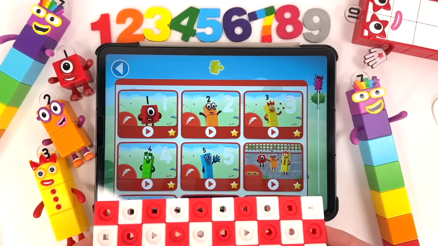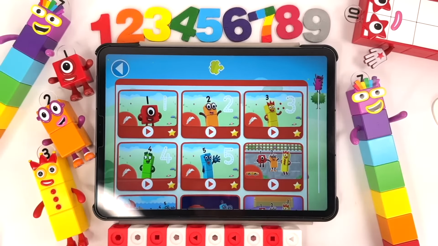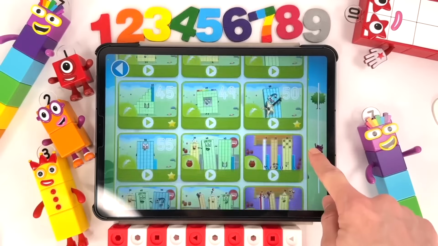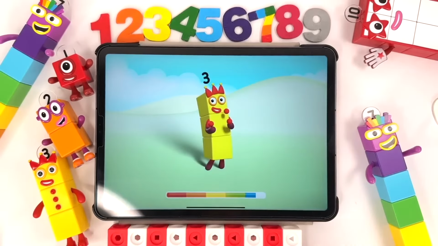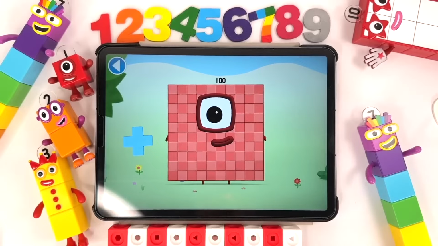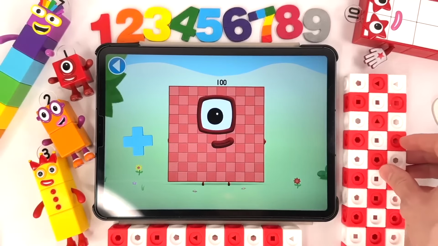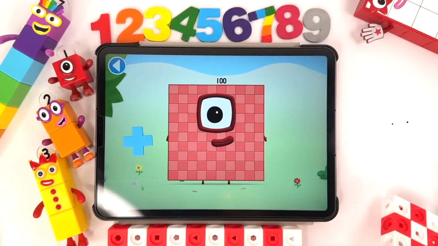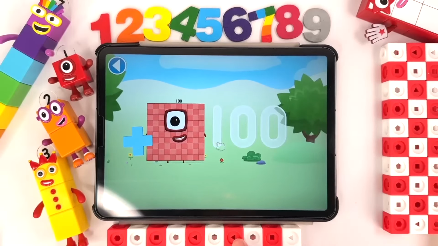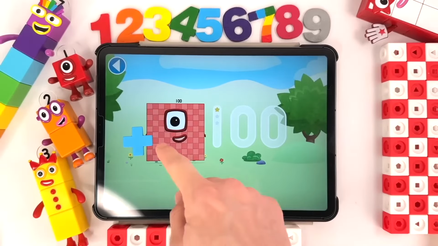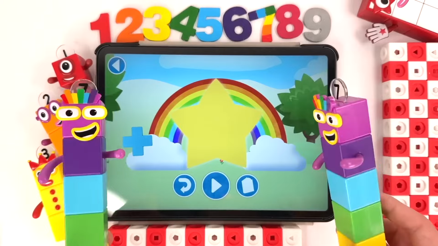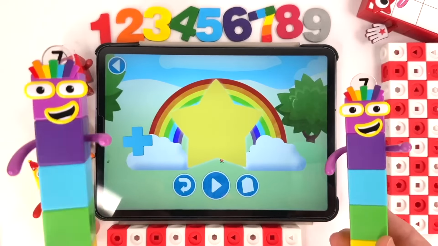We count big number block 100. And now we count next big number. 100 number blocks plus 100 number blocks. This is number block 100. This number block is made up of 100 blocks. 10 lots of 10 on top of the world. 100, 200 number blocks. Brilliant! But we need very big number blocks.